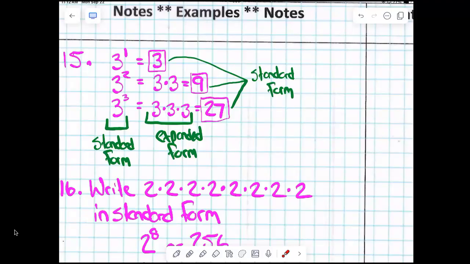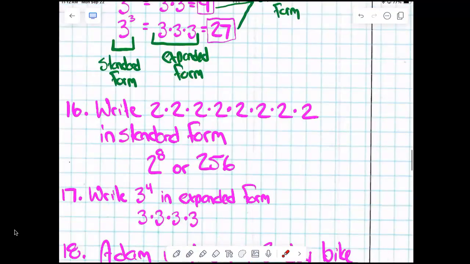Down here, when you write out a problem in long form, what's that called? Expanded form. But if you just have the problem and the answer, those are called what form? Standard form.